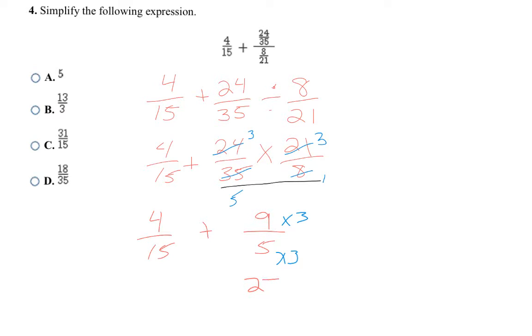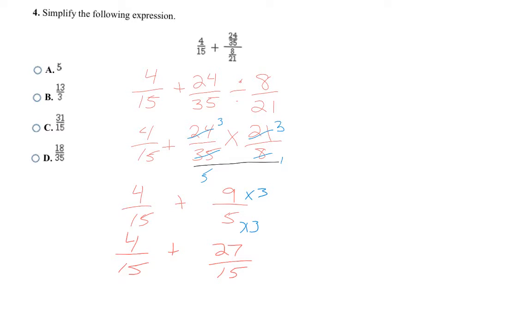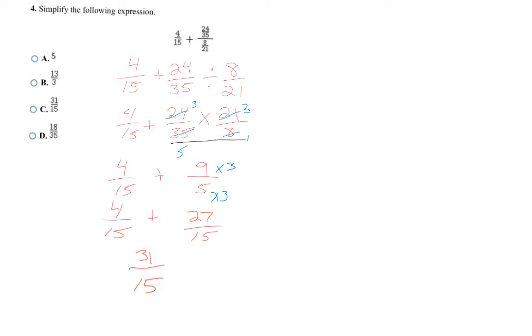9 times 3 is 27. 5 times 3 is 15. And this first fraction stays the same because it already has a denominator of 15. And then I just add the numerators. 4 plus 27 is 31 over 15. Since the denominators stay the same when you're adding. And then I look to see if the answers I'm given leave the fraction improper or if I need to simplify further. And C matches the answer that I got, 31 over 15, so C is going to be my final answer.